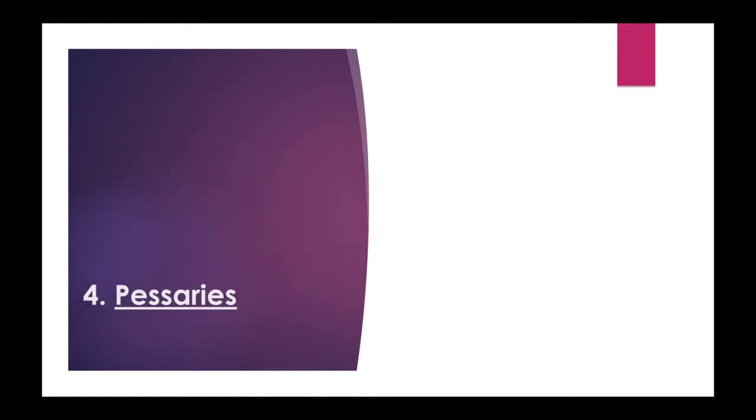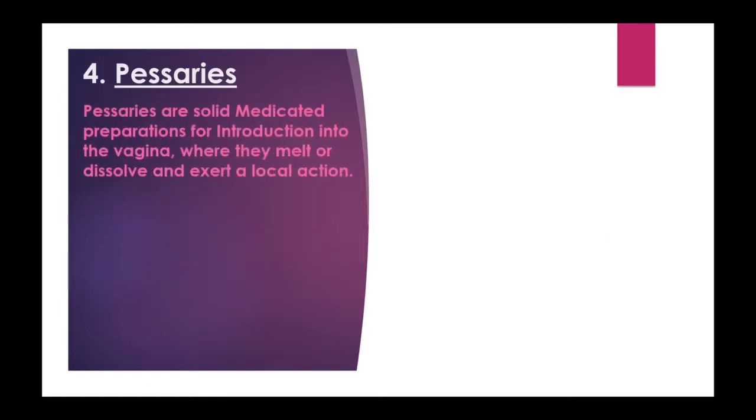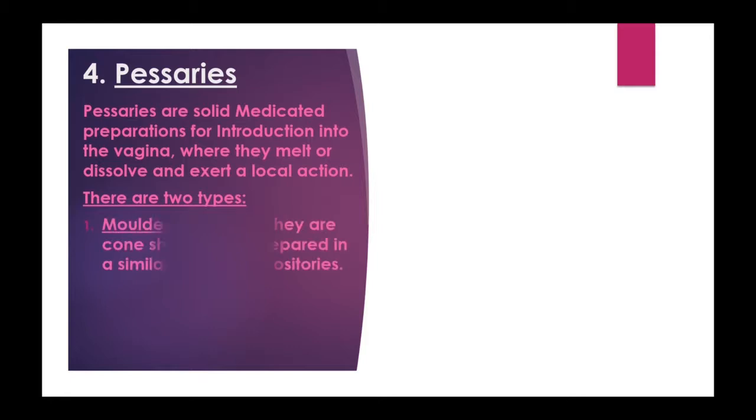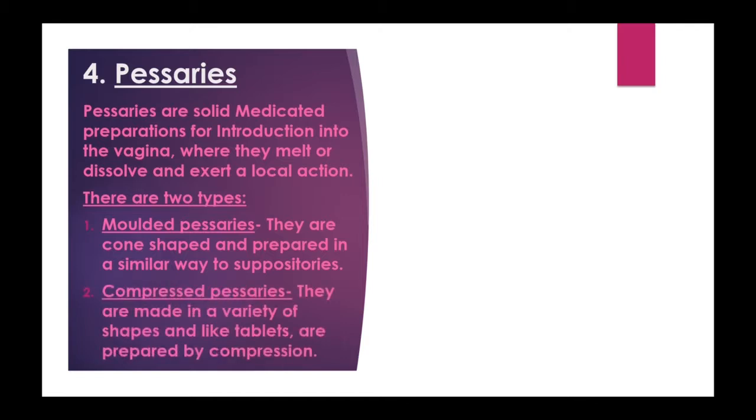Next, pessaries. Pessaries are solid medicated preparations for introduction into the vagina where they melt or dissolve and exert a local action. Friends, there are two types. First, molded pessaries. They are cone shaped and prepared in a similar way to suppositories. Second, compressed pessaries. They are made in a variety of shapes and like tablets are prepared by compression.